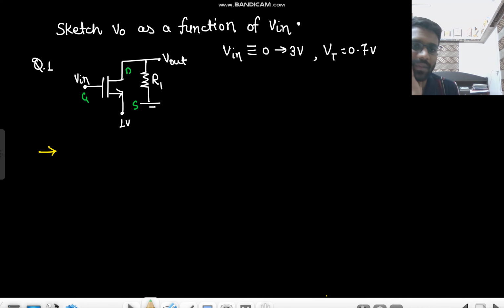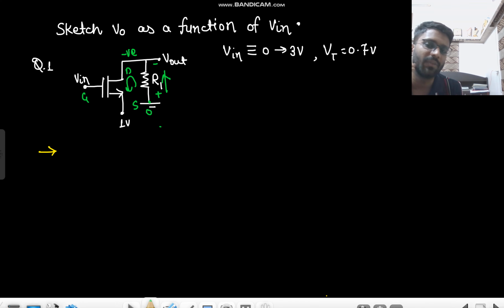Gate, drain, source. Let us assume there is some current flowing. The current will flow from drain to source. Okay, so drain to source. This current will flow in this resistor. The current will flow in this direction, right? This will develop here positive charge. This will develop here negative charge. If this is 0, this will be some negative value. If this is some negative value, this is plus 1 volt. So is that possible? Right? Not possible.